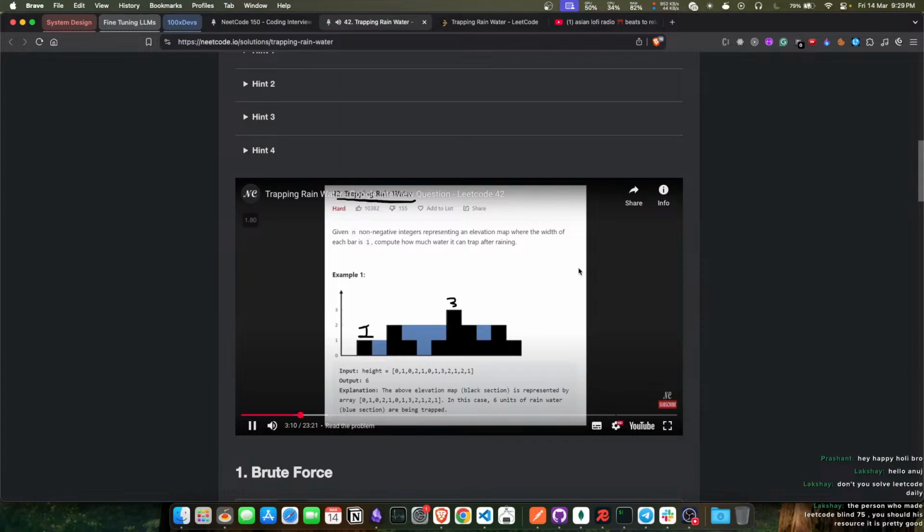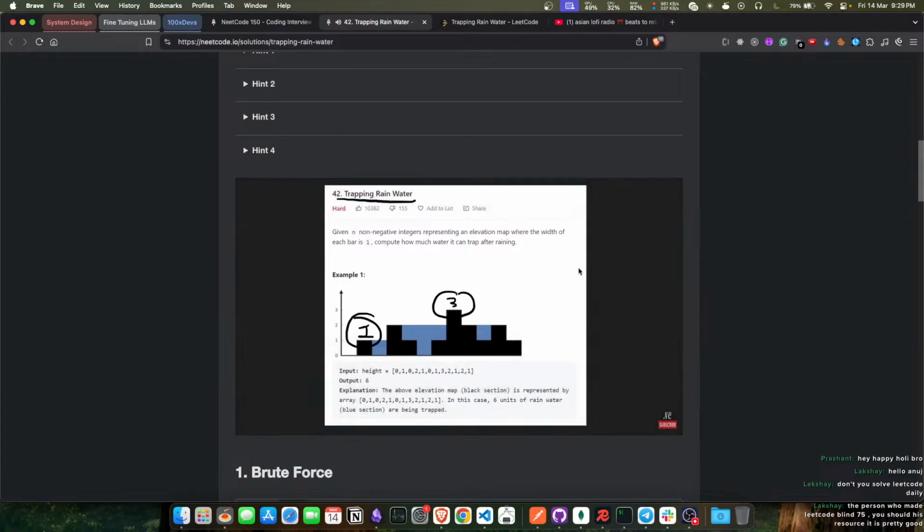This position is a 2. If we take the minimum of 1 and 3, we get 1. So that's our boundary. That doesn't mean we can trap any water here. We can trap 0 water here.